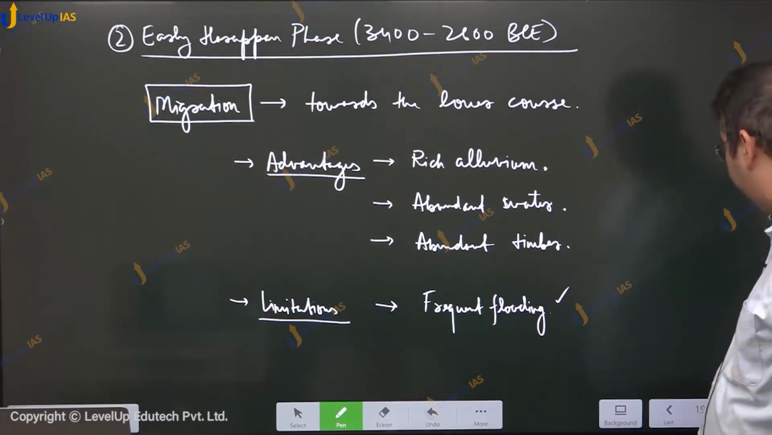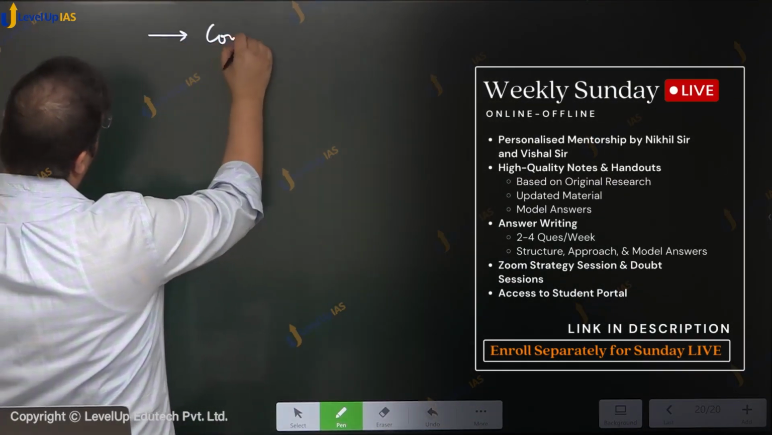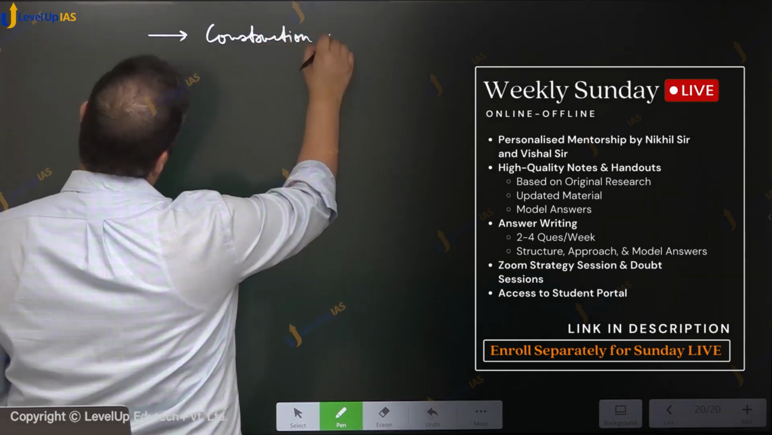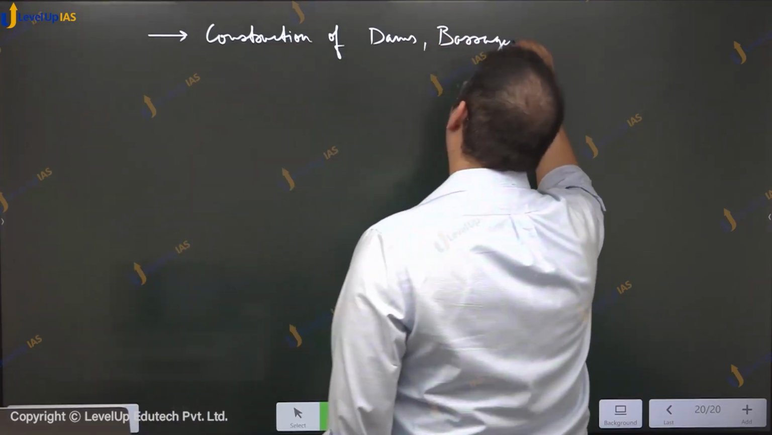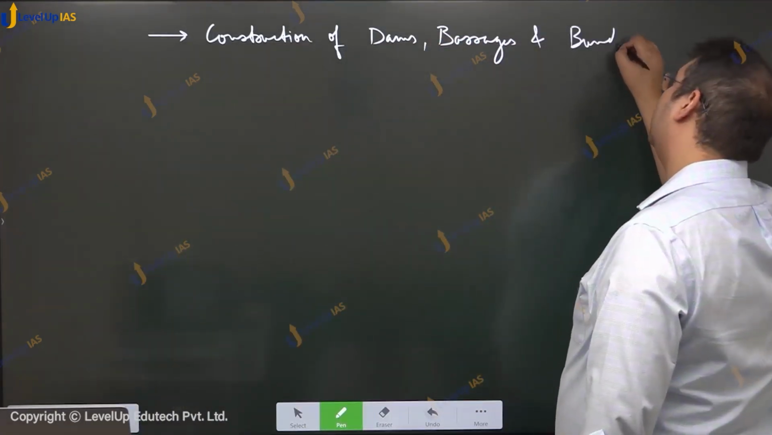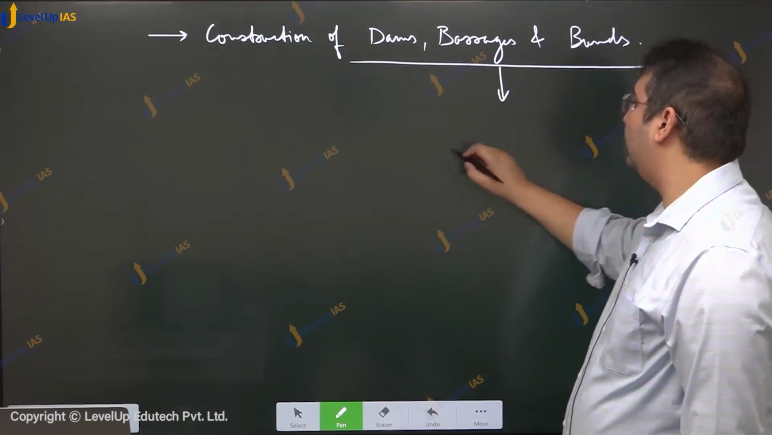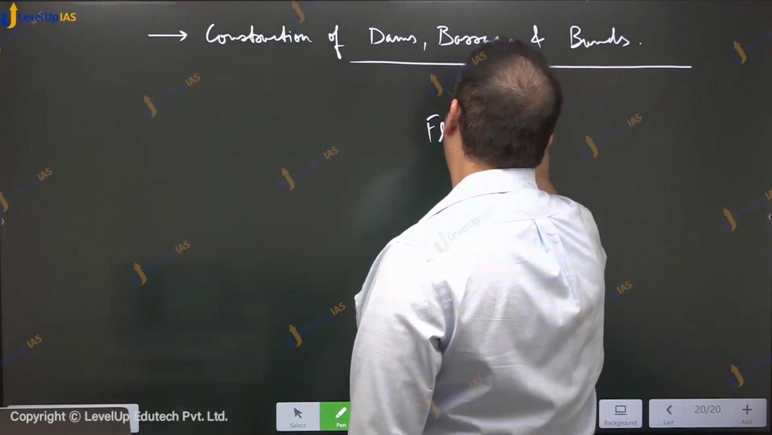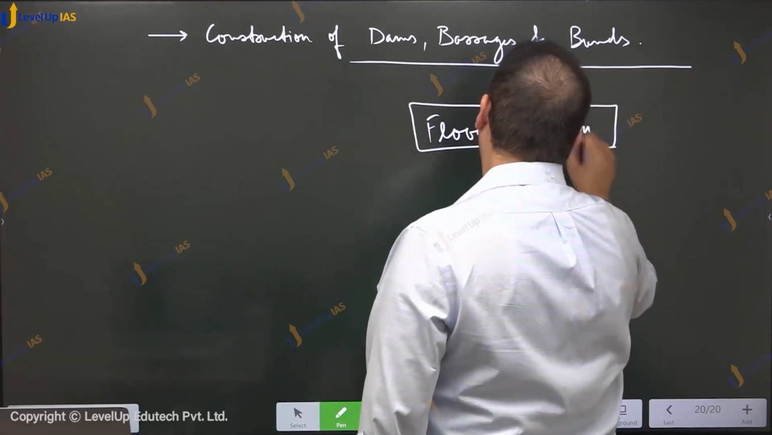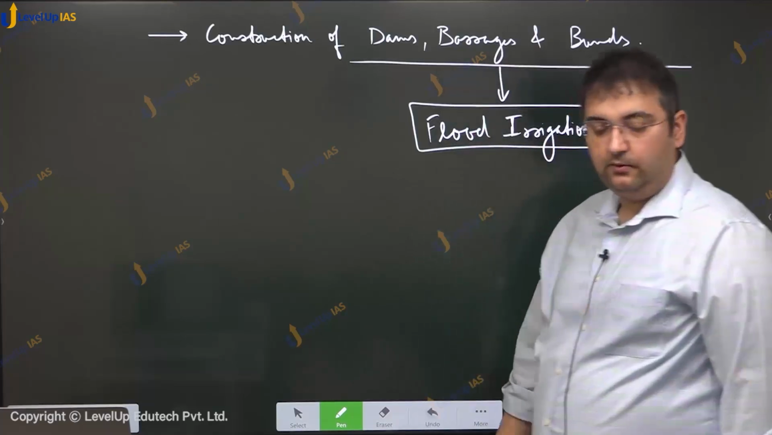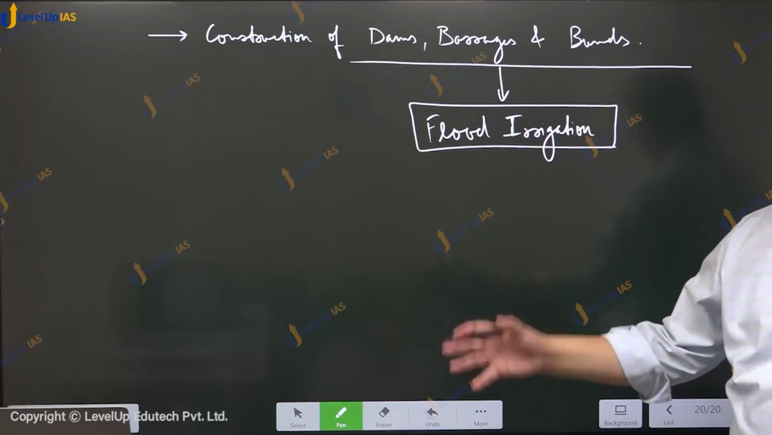So, to overcome these limitations, what did the people start doing? They started construction of dams, barrages and bunds to harness the power of the river. क्या शुरू किया इन्होंने? फ्लड इरिगेशन. And result of flood irrigation क्या था? What happened to agricultural productivity? That increased. The size of the agricultural surplus, that also increased.